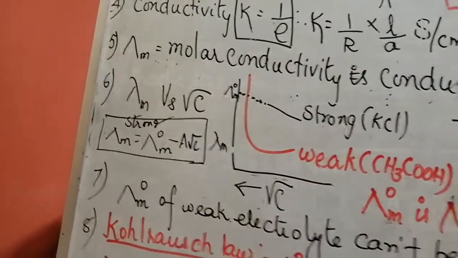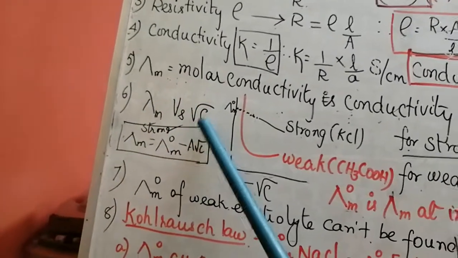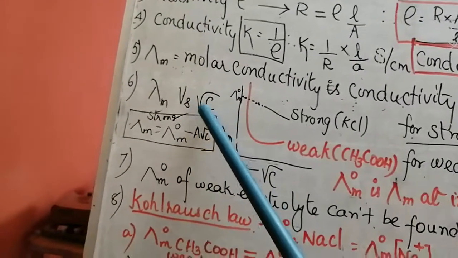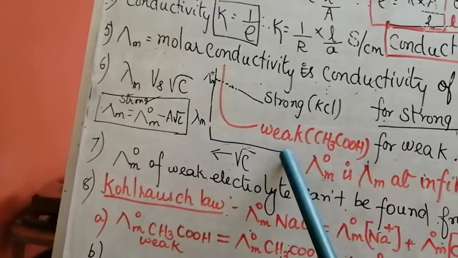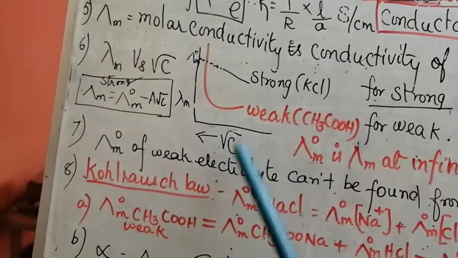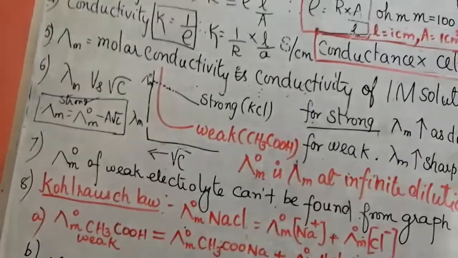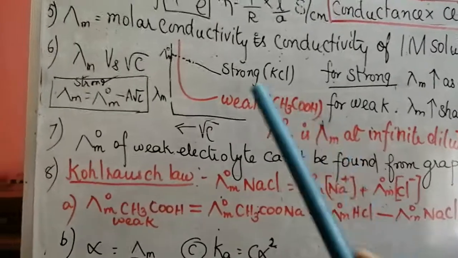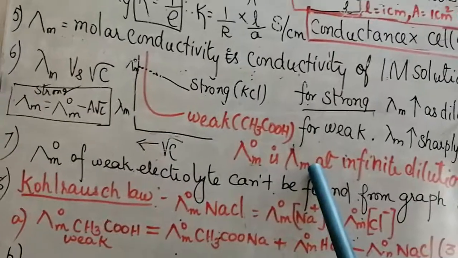Now we are going to see how the molar conductivity changes with dilution. C means concentration. Root C I have written. So I am drawing a graph between lambda m and root C. Why am I putting the arrow mark like this? Because I am going to show the dilution. Dilution means it will go in reverse. Concentration means it will go in the forward direction.